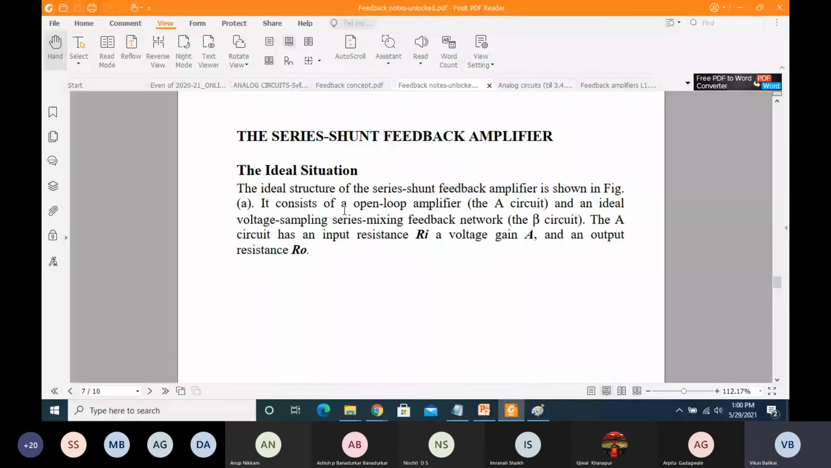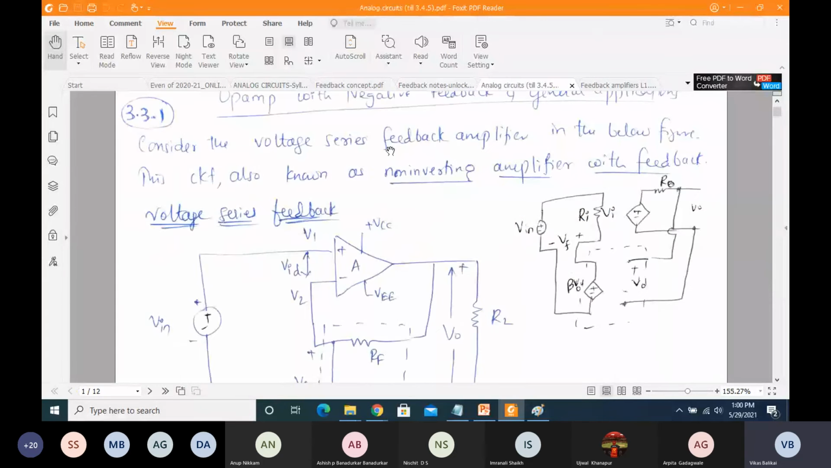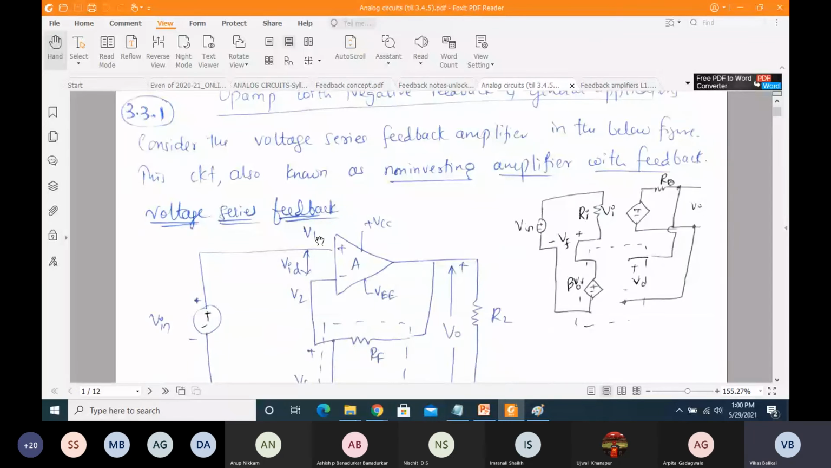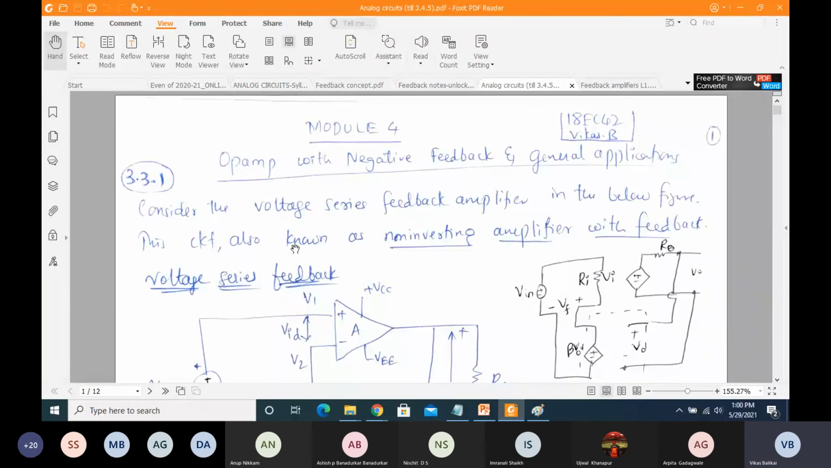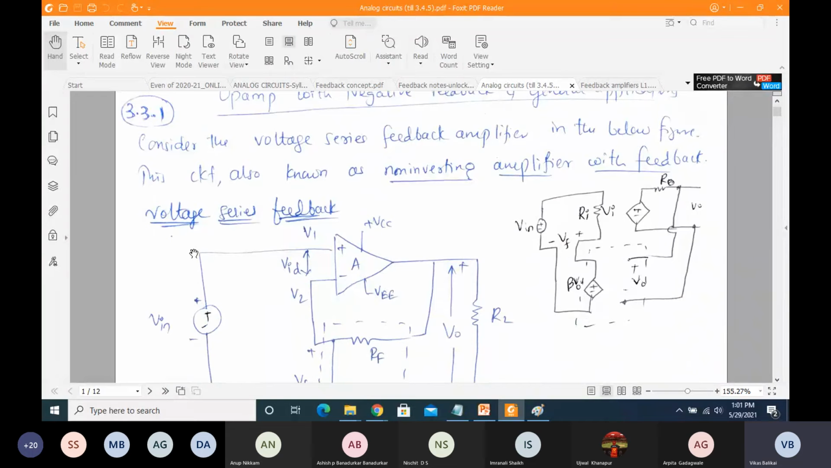So in our next class, we're going to talk about series shunt feedback amplifier. And one more thing I just wanted to show you. This is what we talked about in our first lecture, op amp with negative feedback, and we said voltage series feedback amplifier. So why did we call it the voltage series feedback amplifier? Look how the voltage is connected at the input side. Voltage is connected at the input side in the series manner, isn't it?